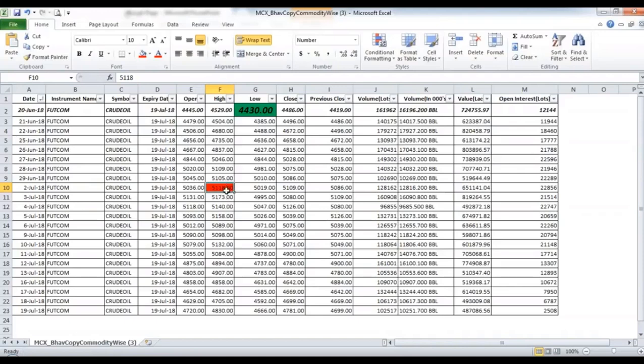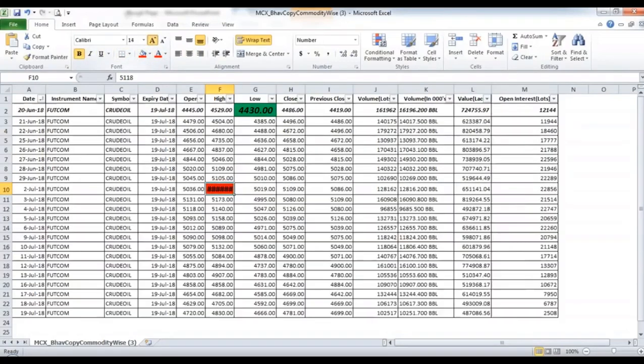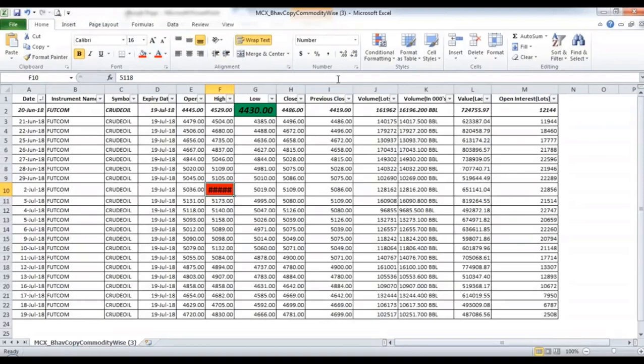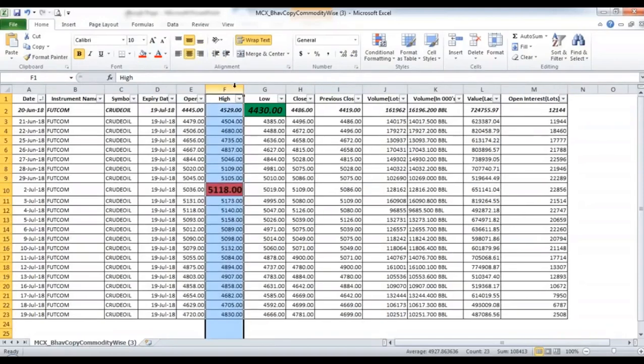5118. Is this the resistance? The answer is yes. Correct? Have you understood this? No, sir. Okay. So here is the resistance and here is the support.